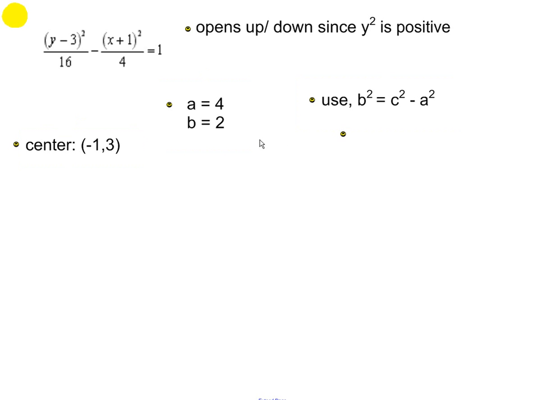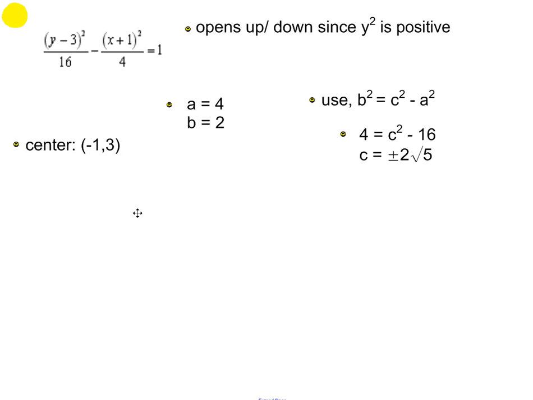We need to find c so we can go ahead and find the foci. So we find c using this formula with the hyperbola. We plug in b squared and a squared and go ahead and solve for c. And c comes out to be 2 square root of 5. And that's going to help us find the foci here in a second.